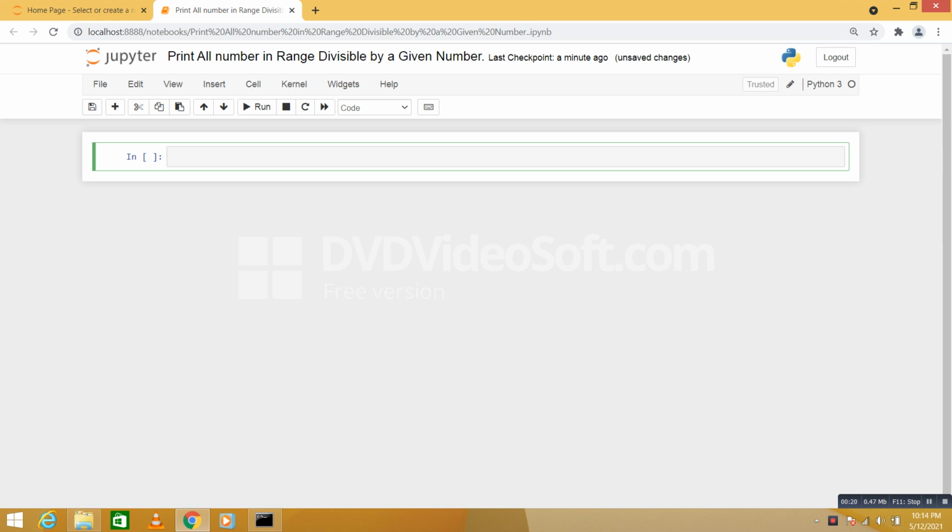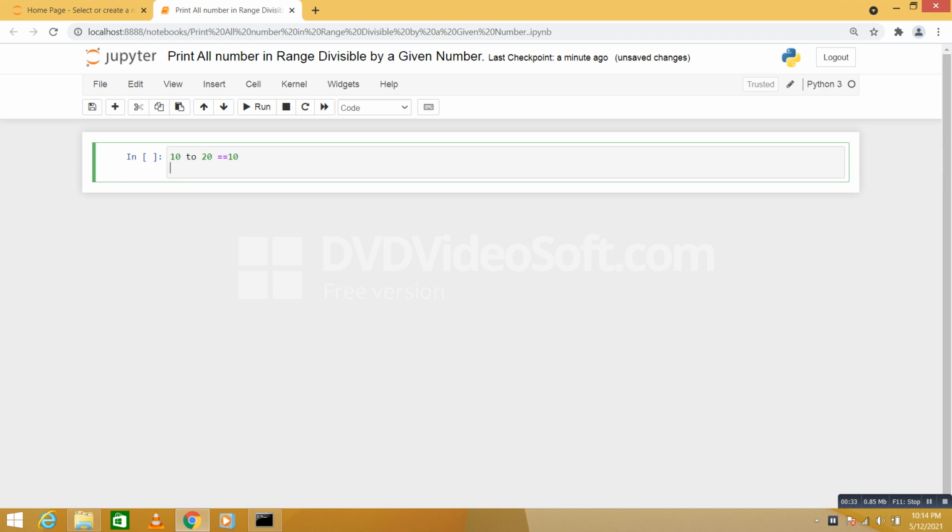So let's consider I will say 10 to 20, that is my range. I will give the numbers from 10 to 20. So I have 10 numbers here. Total 10 numbers are there, 11, 12, 13, up to 20, so 10 counts are there.